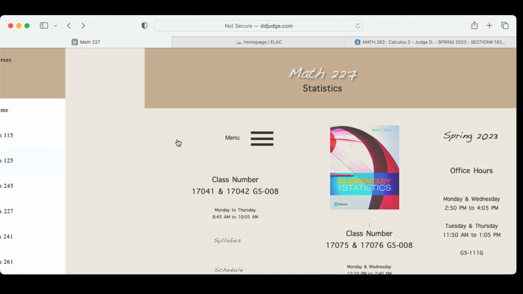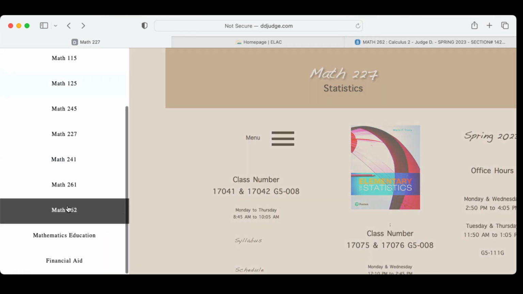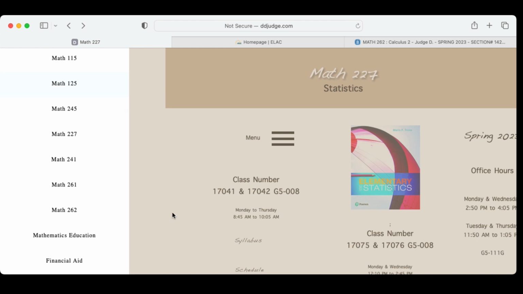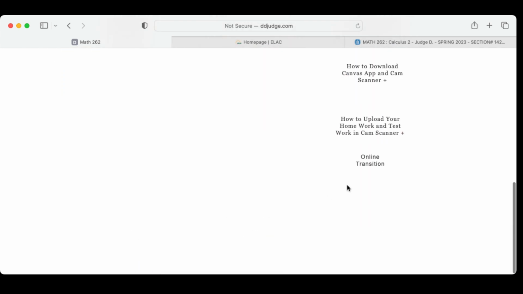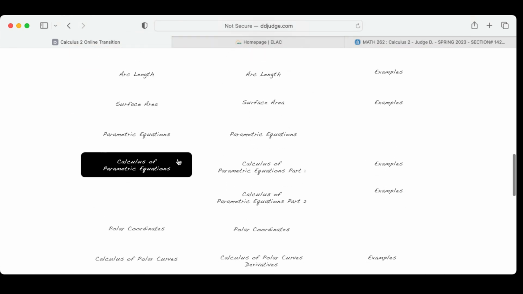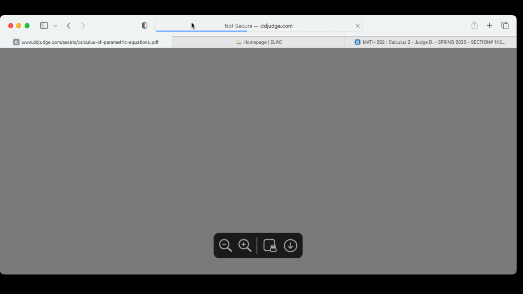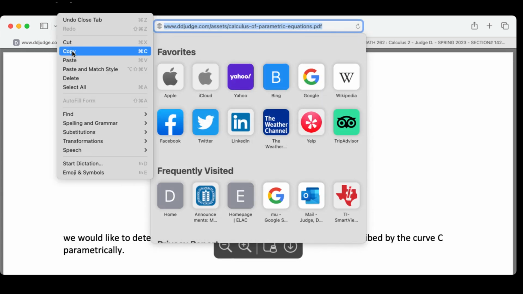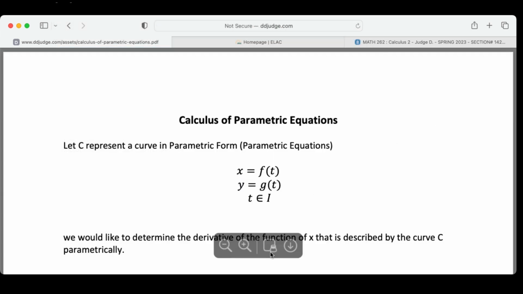We're going to go not to 227, we're going to go to 262. Statistics online transition. Calculus of parametric equations over here. And let's go back now. Let's take a look at where we're at here.